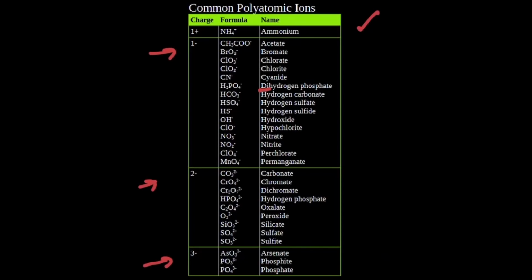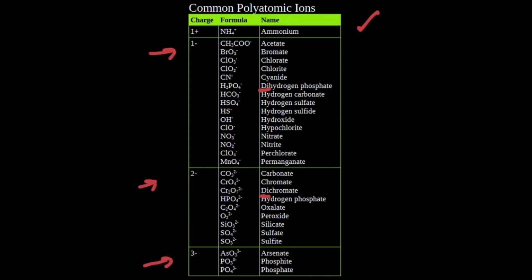Perchlorate, and permanganate. Permanganate's another one good to get to know. All right, so on the 2 minus charges, carbonate, chromate, dichromate, so 2 chromiums, Cr2, hydrogen phosphate, oxalate, peroxide, silicate, sulfate, that's a good one, sulfite, right? There's those endings there to differentiate the number of oxygens.